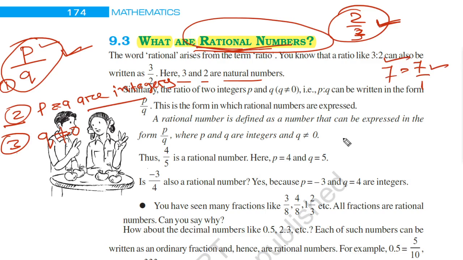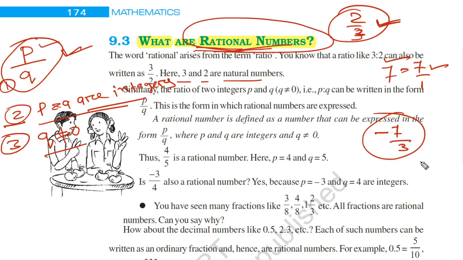Now we'll take another example. Suppose minus 7 by 3. Can this be a rational number? Yes, why not? There is p by q form. p and q are integers: minus 7 is an integer and 3 is also an integer. q is not equal to 0: yes, 3 is not equal to 0.